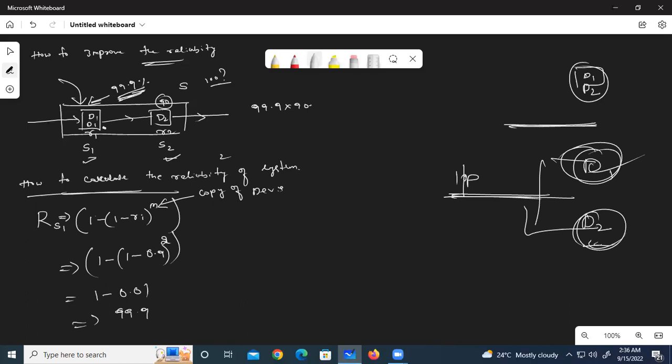If you connect the devices parallelly, automatically you can increase the performance and reduce the failures. Yes or not? You can reduce the failures. So that is the reason we connect the devices parallelly. Here what we are doing is connecting in parallel.